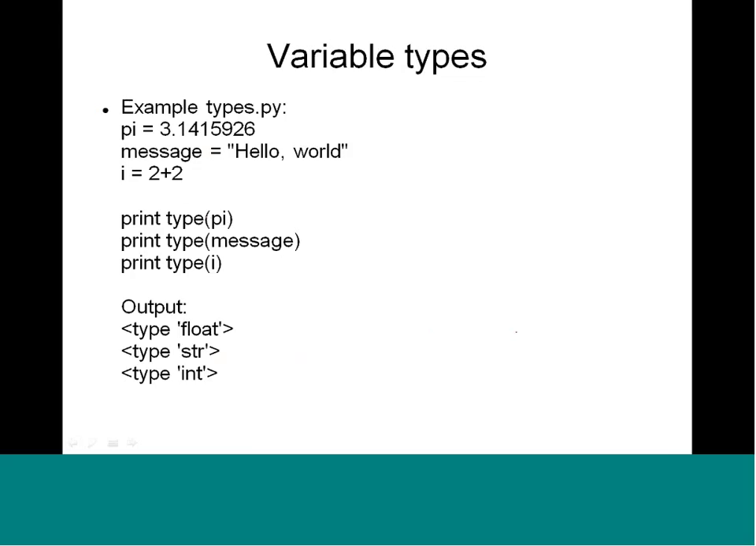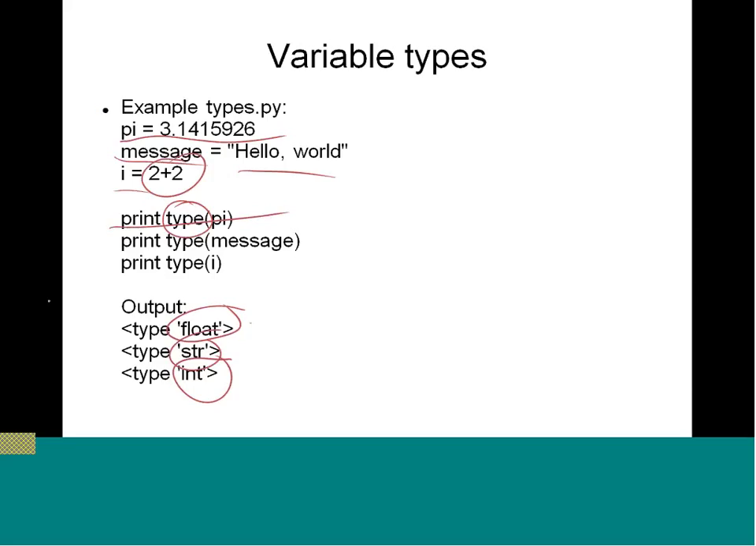One thing that you can do is use a function call. We haven't introduced functions, but let's say there is a function called type that determines what kind of type it is. Here we define pi as 3.1415926, the message is defined as hello world, and I is an expression 2 plus 2. Now if you ask Python to print the type of pi, type of message, and type of I, the first one is a floating point number, the second one is a string, and the third one is an integer. So it does recognize all the types. It's intelligent enough to figure out how and when to apply those types. That's a very powerful concept.